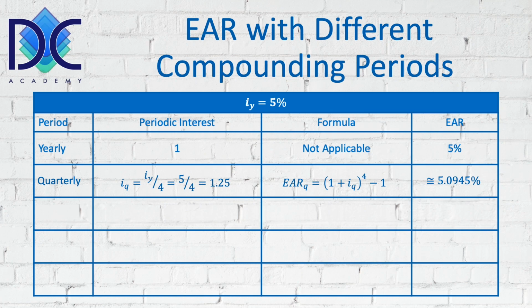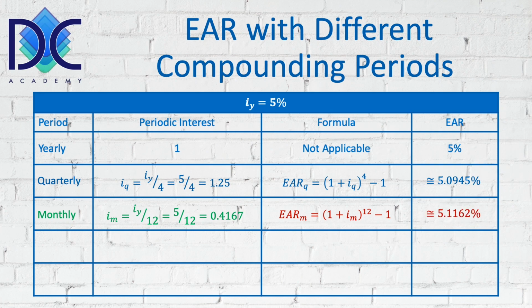When we look at the monthly interest rate, or the monthly compounding, we see that the monthly interest rate is 5 divided by 12, and we find that the effective annual rate is (1 plus the monthly interest rate) to the power of 12 minus 1, which gives us approximately 5.1162%. Of course, there are more decimals, but we are limiting them because they don't have the necessary significance. We can look at a weekly compounding.